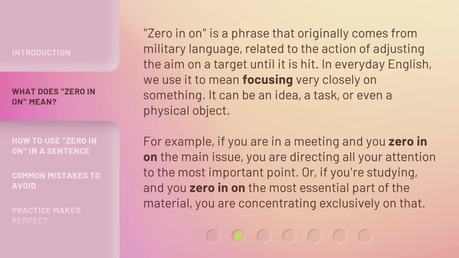For example, if you are in a meeting and you zero in on the main issue, you are directing all your attention to the most important point. Or, if you're studying, and you zero in on the most essential part of the material, you are concentrating exclusively on that.